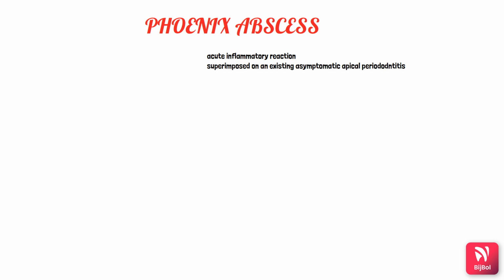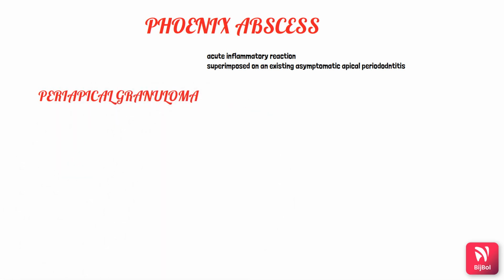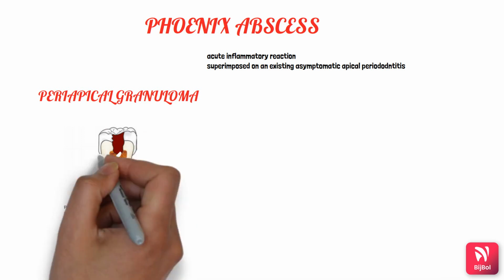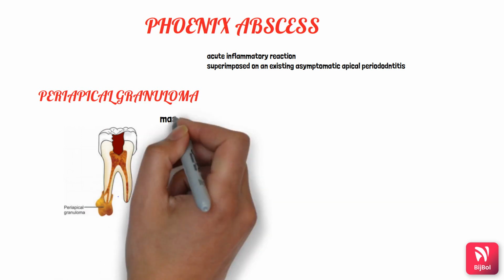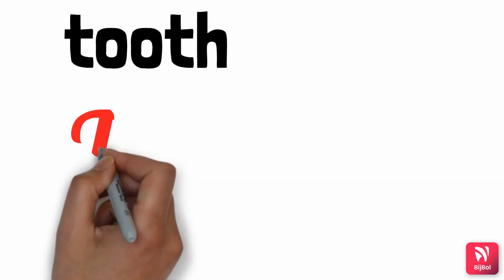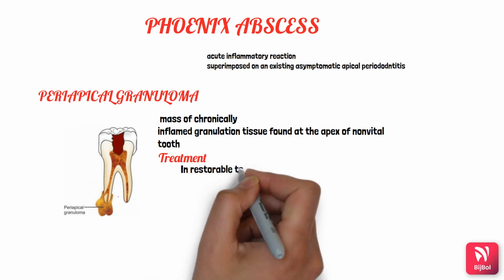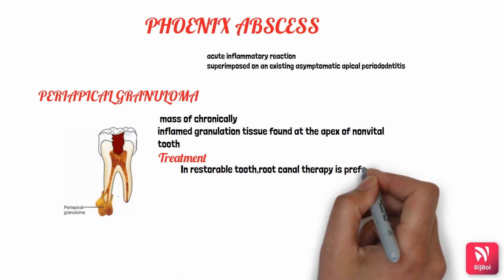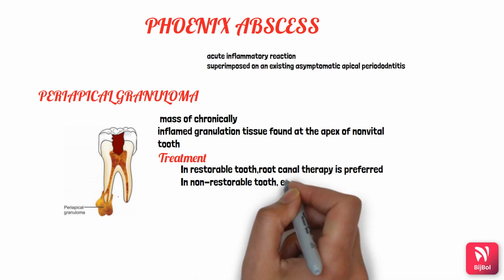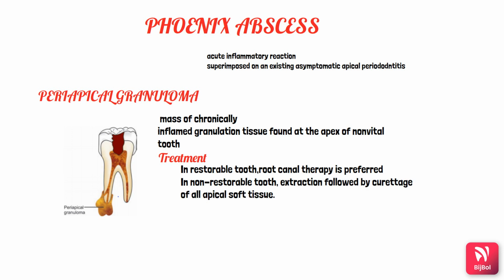The periapical granuloma is the mass of chronic inflamed granulation tissue found at the apex of non-vital teeth. If you observe the treatment option for this, in restorable teeth root canal therapy is preferred, whereas in non-restorable teeth, extraction followed by curettage of the apical soft tissue is recommended.